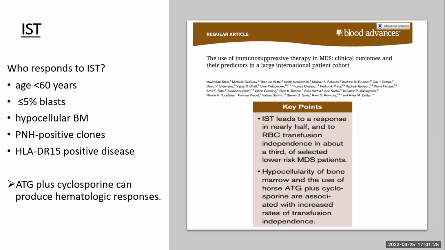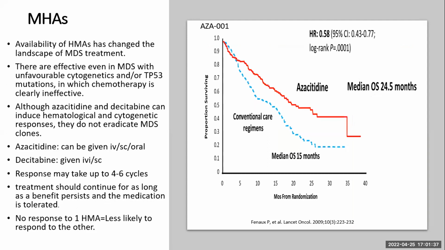So ATG with cyclosporine can actually produce hematologic responses. So it is an option for patients with hypoplastic MDS. And then hypomethylating agents, they actually have changed the landscape of MDS treatment. And these drugs are effective even in patients with unfavorable cytogenetics or TP53 mutations in which chemotherapy has failed. And although azacitidine and decitabine can induce hematological and cytogenetic responses, they do not eradicate the clone.